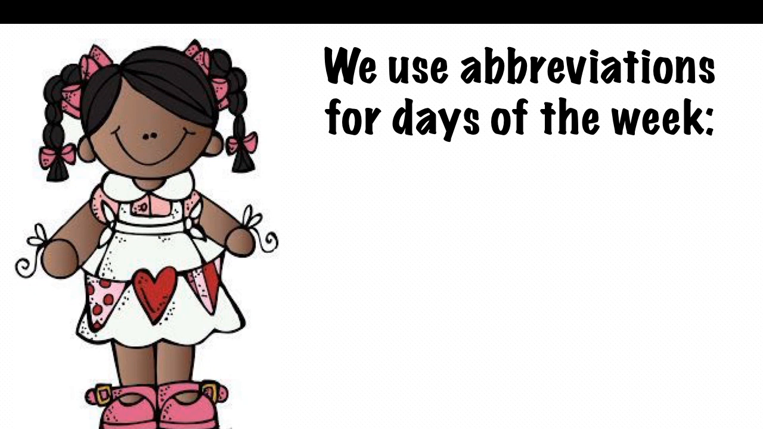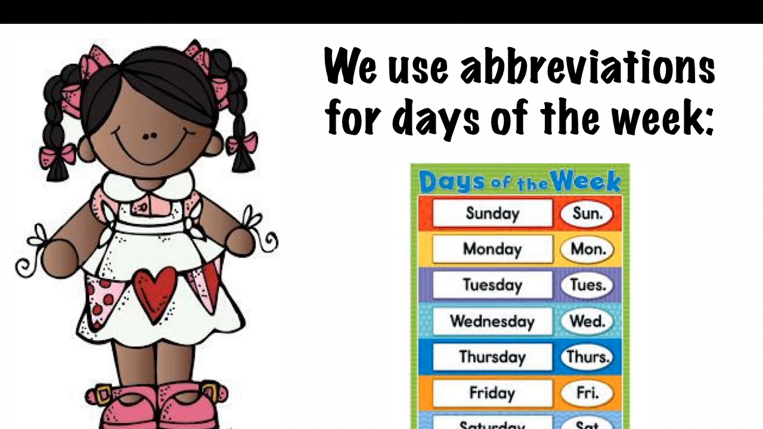Next one, we also use abbreviations for the days of the week. Look how. For Sunday, we write S-U-N, Sun, period. Monday, M-O-N, period. Tuesday, T-U-E-S, period. Wednesday, W-E-D, and then period. Thursday, T-H-U-R-S, and then period. Friday, F-R-I, period. Saturday, S-A-T, and period. These are abbreviations for the days of the week.